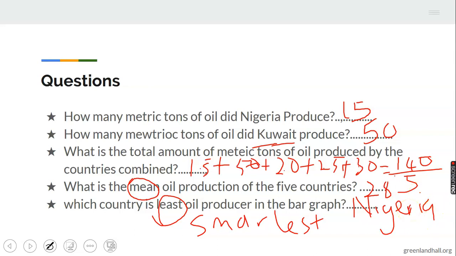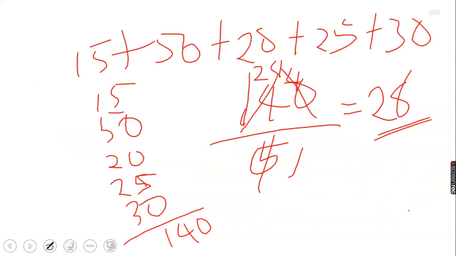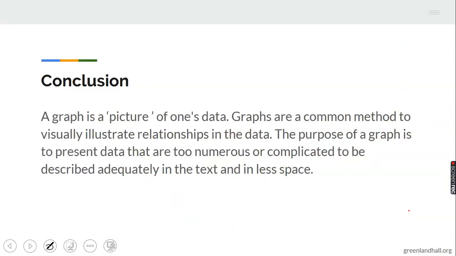Okay. I'm sure you have been able to learn 1 or 2 things from today's class. You have understood very well what I've been able to explain to you in today's topic. I told you before at the beginning that it's going to be very, very interesting. Now, a graph is a picture of one's data. A picture. You picture your data. That is what graph is all about.